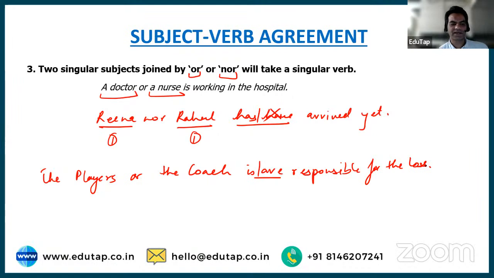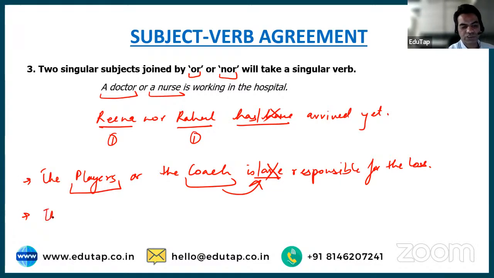Yes, guys, what do you say? The players or the coach is responsible or are responsible for the loss. Now, guys, these two nouns are not both singular. I have used a plural noun: the players or the coach. What should be the correct answer? Very well done. The players or the coach is responsible. Now, if you face such a scenario, how do you choose the verb? Whichever noun is closest to the verb will decide the verb.